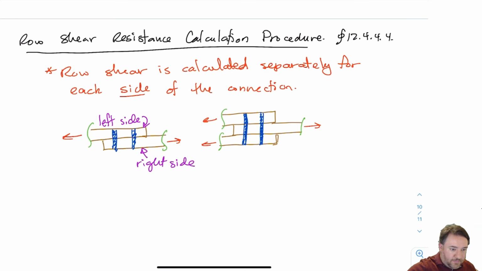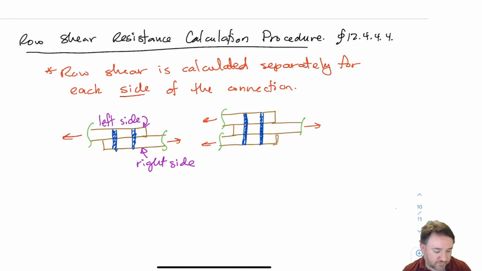So if we go back to the calc here, for the two member connection, I have one on the left side and one on the right side. So I'm going to calculate my row shear for my left side. Then I'm going to repeat the entire process again and calculate row shear for the right side. And whichever one of those is less is going to be the row shear strength of the entire connection.